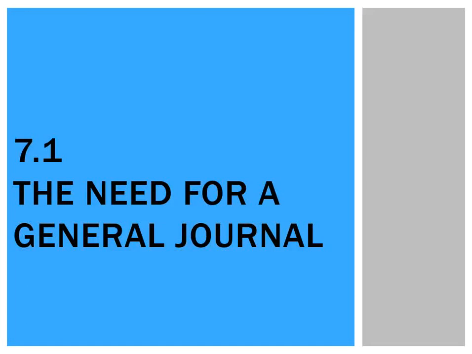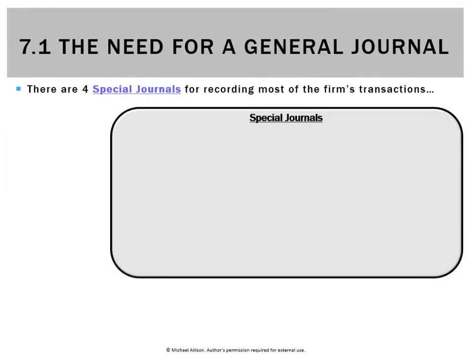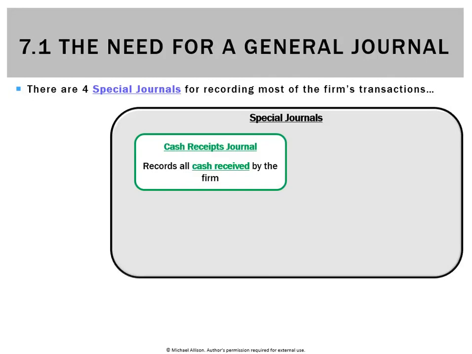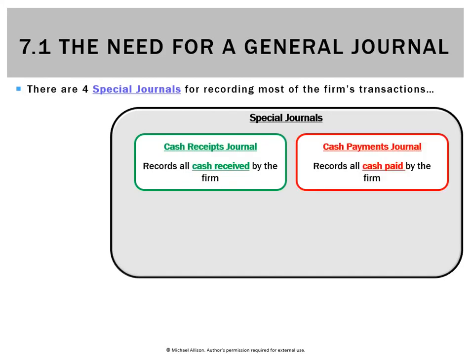Chapter 7 looks at the general journal, so we need to figure out why we need one. In chapters 5 and 6, we looked at the 4 special journals. Every time the business received money, that went in the cash receipts journal. Every time it paid money, that went in the cash payments journal, which was chapter 5.